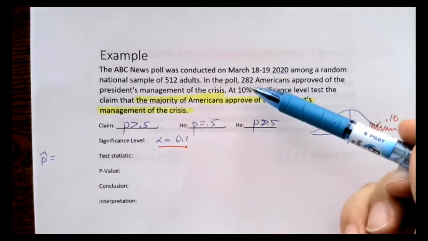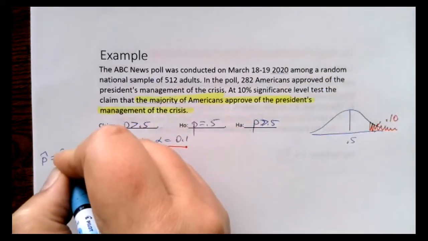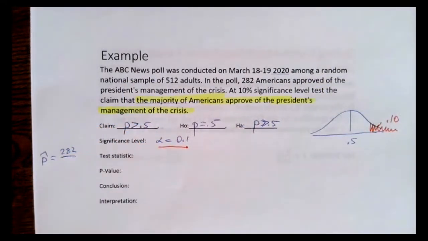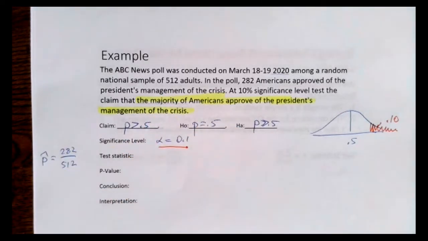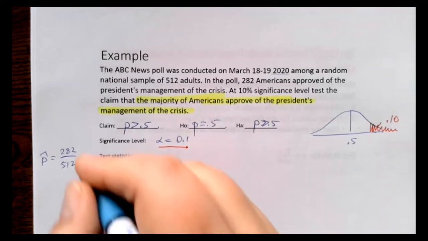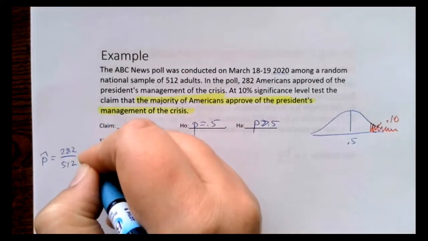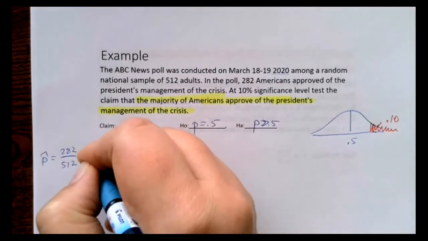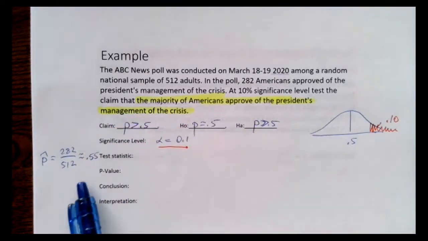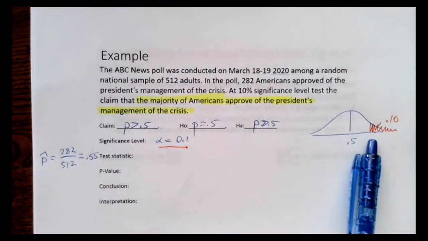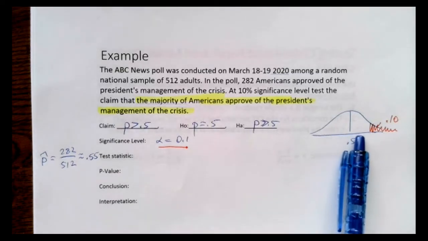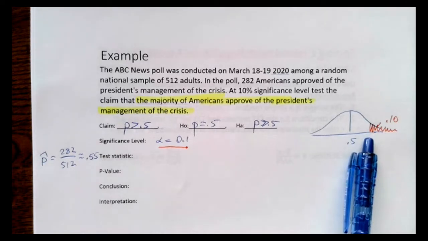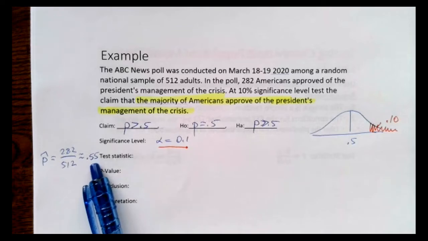And in the sample, we had 282 Americans that approved, right, out of 512. And that's approximately 55%. So we have 0.55. Now, okay, it is on the right-hand side compared to 50%. But the question is, is this significantly high? Is this really an unusual value, the 55%?